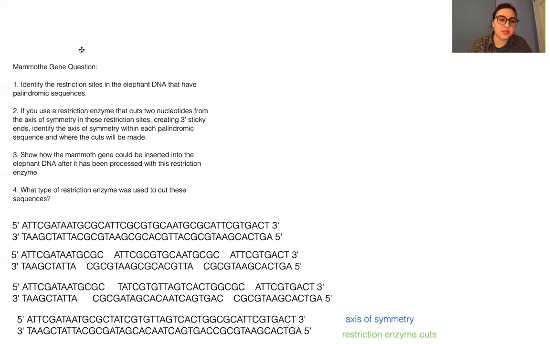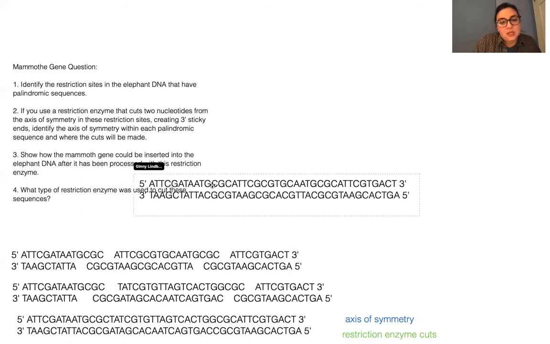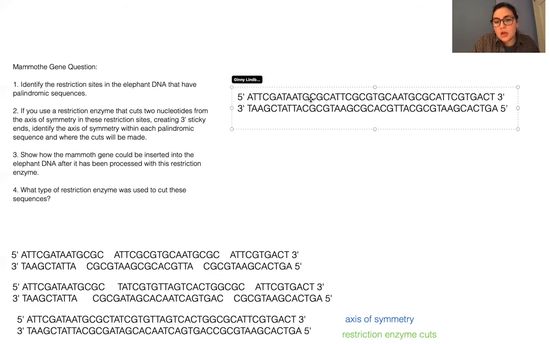So the first question here says to identify the restriction sites in the elephant DNA that have palindromic sequences. Palindromic sequences are going to be inverted repeats within your DNA, which are complementary to themselves. So in fact, the DNA could fold and pair to itself instead of having to pair to that other strand in this double-stranded formation. And so we're going to highlight these here in pink just so that they're nice and easy for us to see.